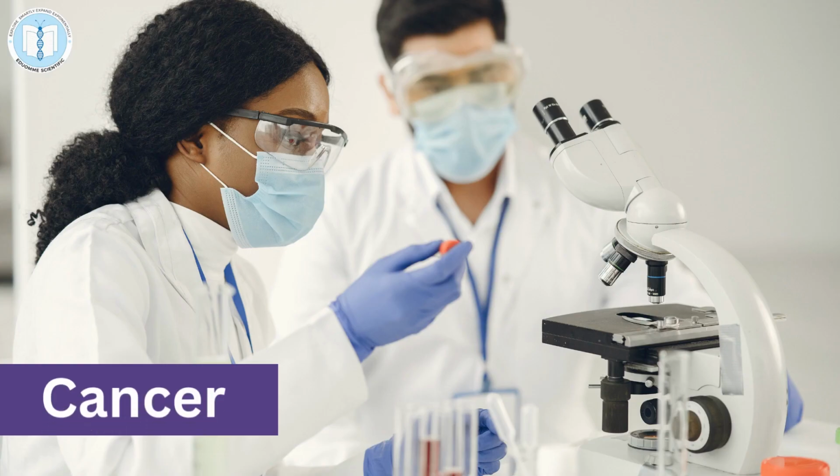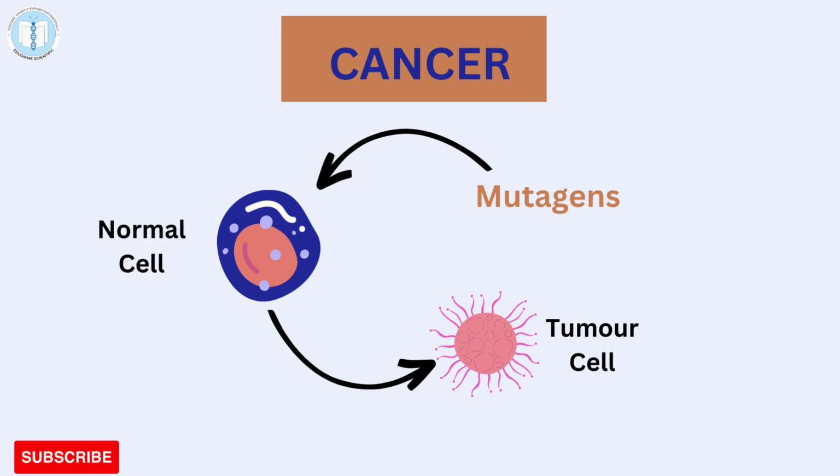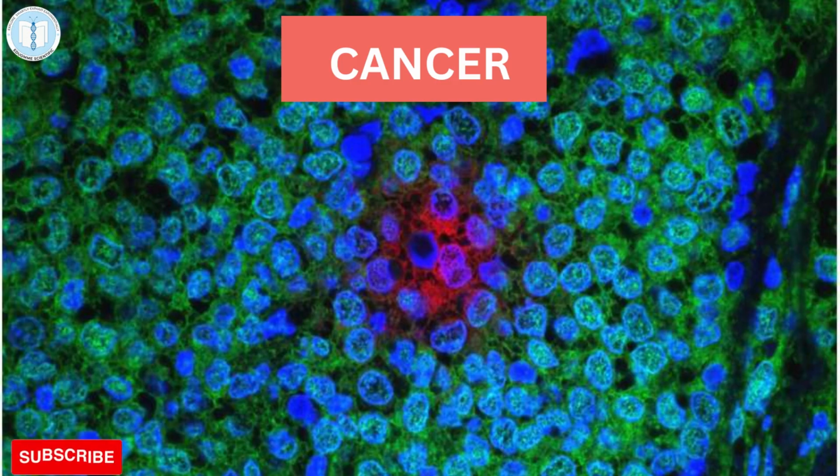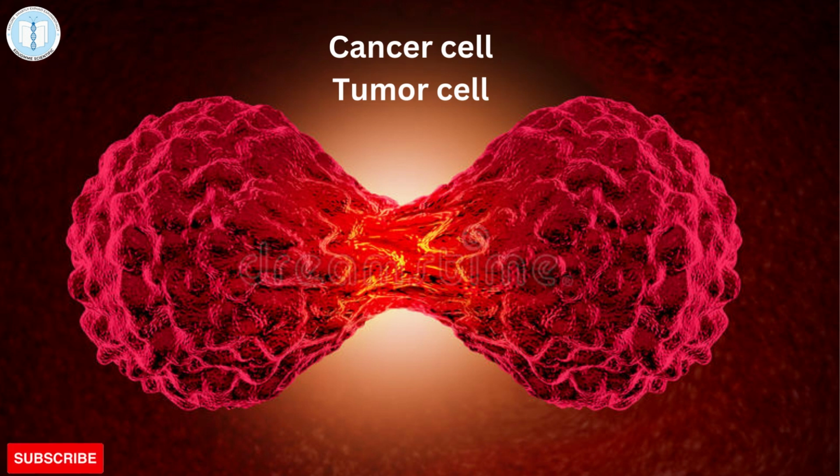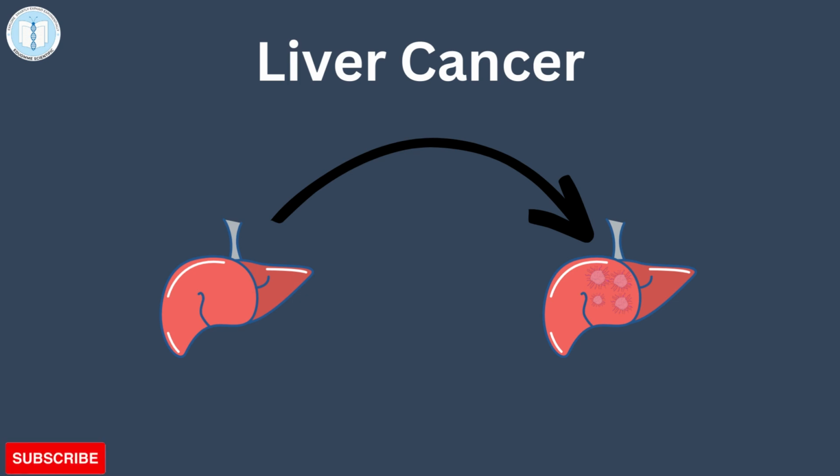So, first, let us see what is cancer. It is a disease condition which develops when mutagens attack the normal cells. Influenced by the mutagens, the normal cells undergo mutations that give them supercellular abilities like immortality and indefinite cell division, which turns them into abnormal and unusual cells called cancer cells or tumor cells. The same happens in liver cancer as well.